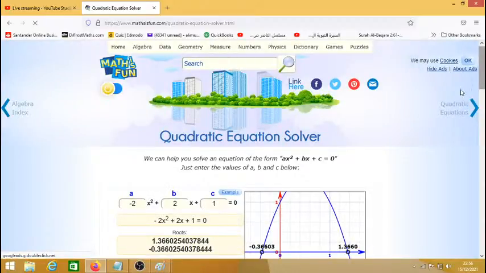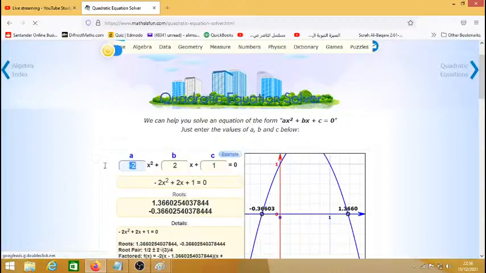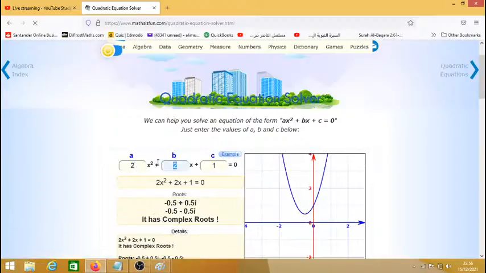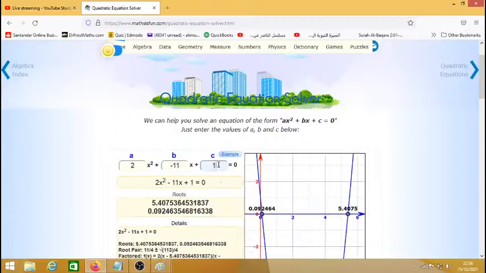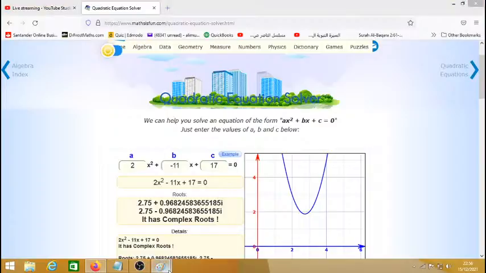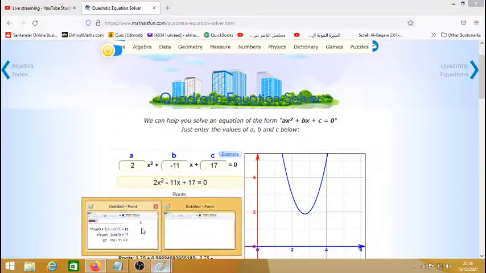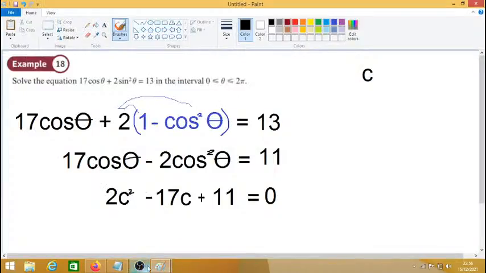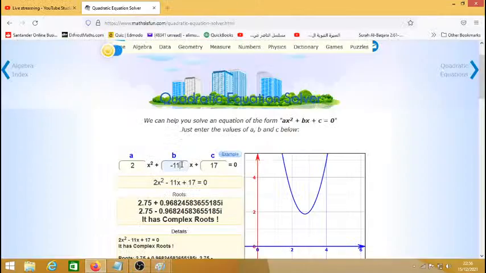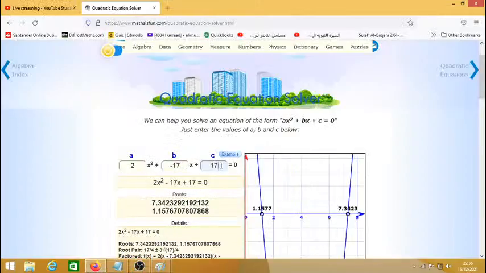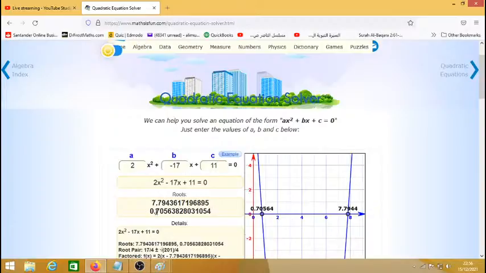So that's exactly what we want. We want to just solve this equation without worrying about factorizing or anything. So normally you just type these three coefficients into your calculator. So here we've got 2, minus 11 and 17, if I remember correctly. No, it's 2, minus 17 and 11. Let me change that. And it gives the two roots as 7.794 and 0.705.